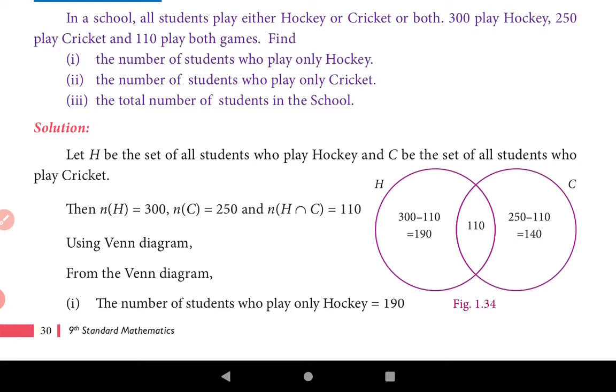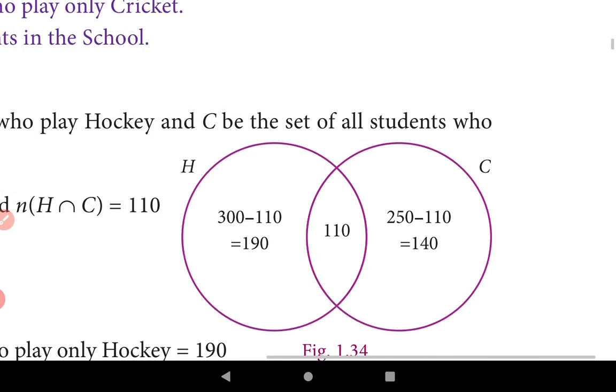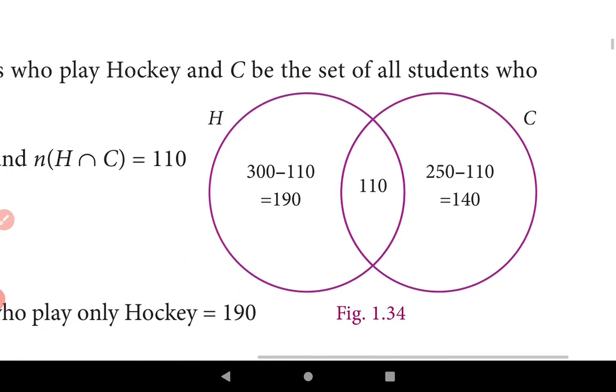Now the basic idea, just name it first. As the description, let H be the set of all students who play hockey and C be the set of all students who play cricket. Now in this Venn diagram, as I already told you, when you draw a diagram, you draw one circle and to the half of it you draw another circle. So this is the hockey team and this is the cricket team, right? Now how many people play hockey? 300, and 250 play cricket.